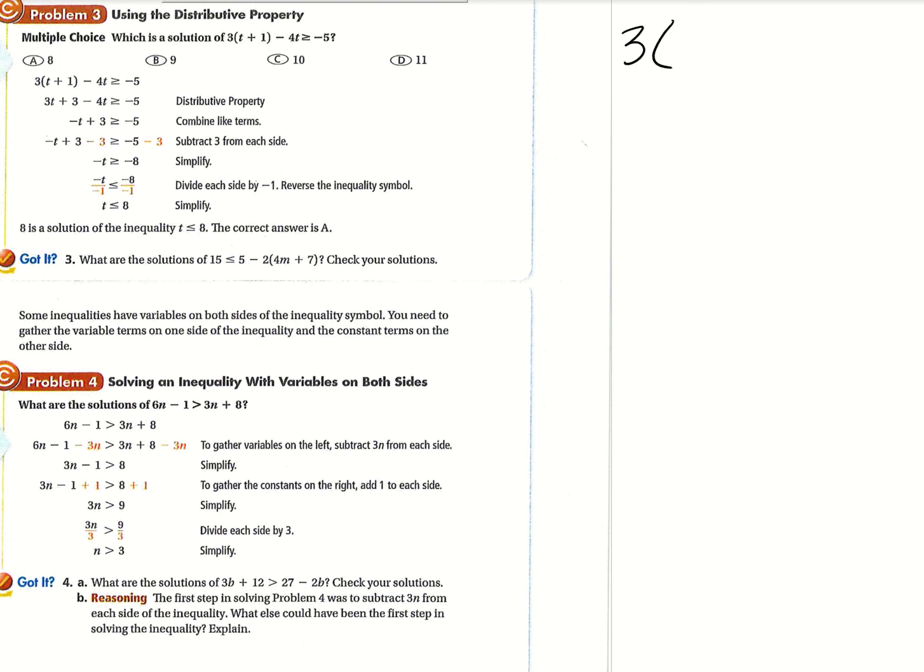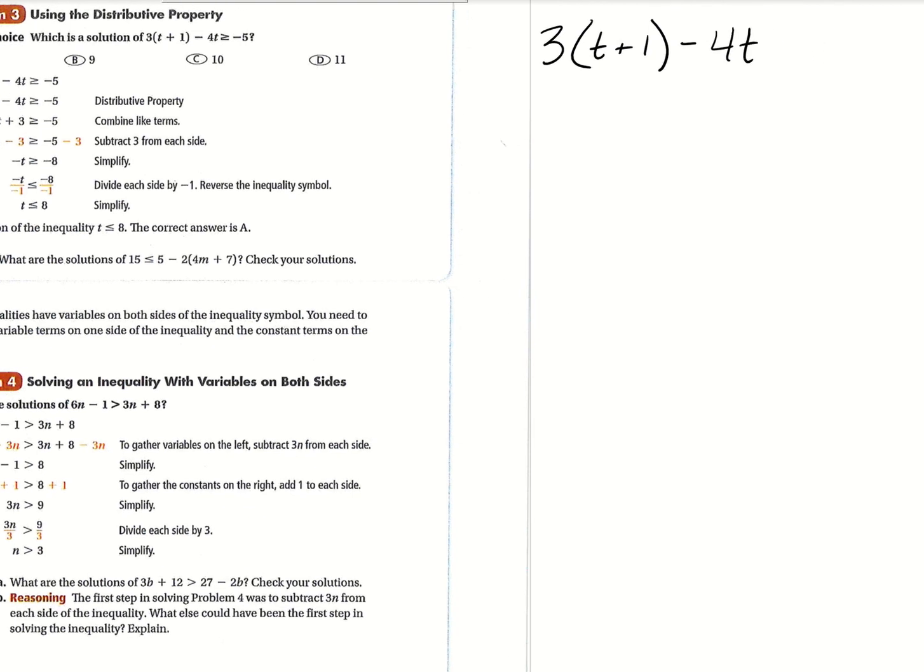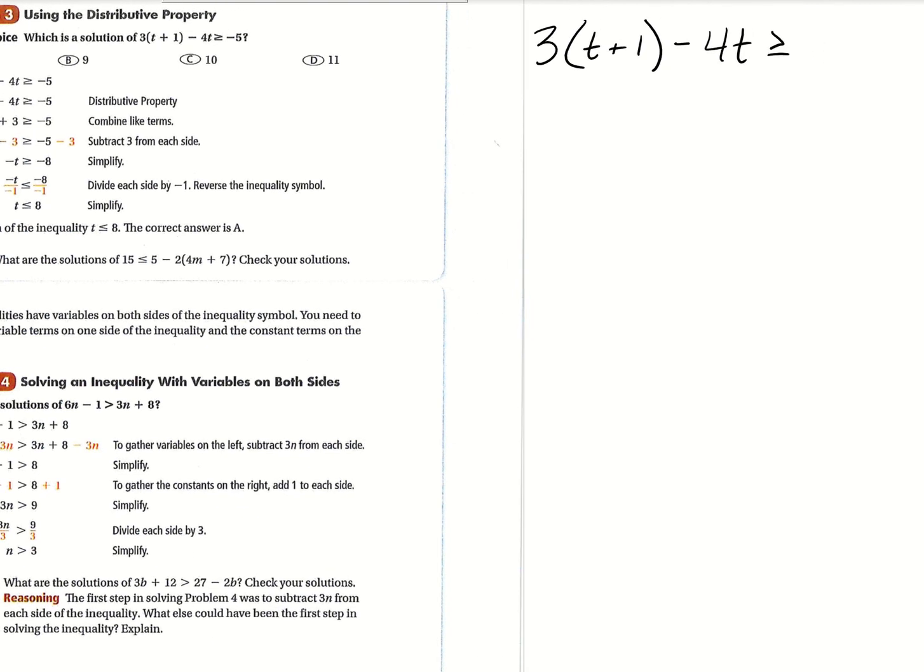So we're going to have 3 times the quantity t plus 1 minus 4t is greater than or equal to -5. All right. So from here, we'll just start out with the distributive property. Remember, you need to do that before you combine the like terms of t and -4t. The reason for that is order of operations. All right. So we'll go ahead and do the distributive property first.